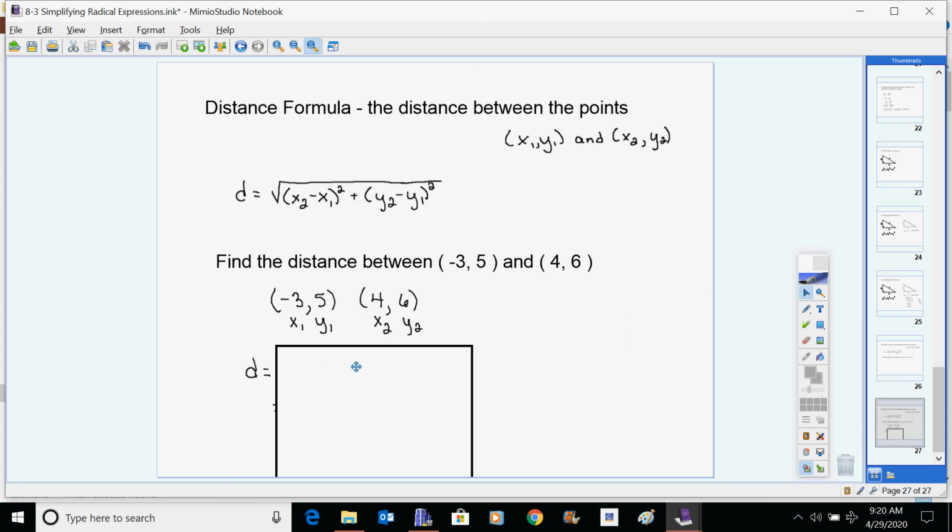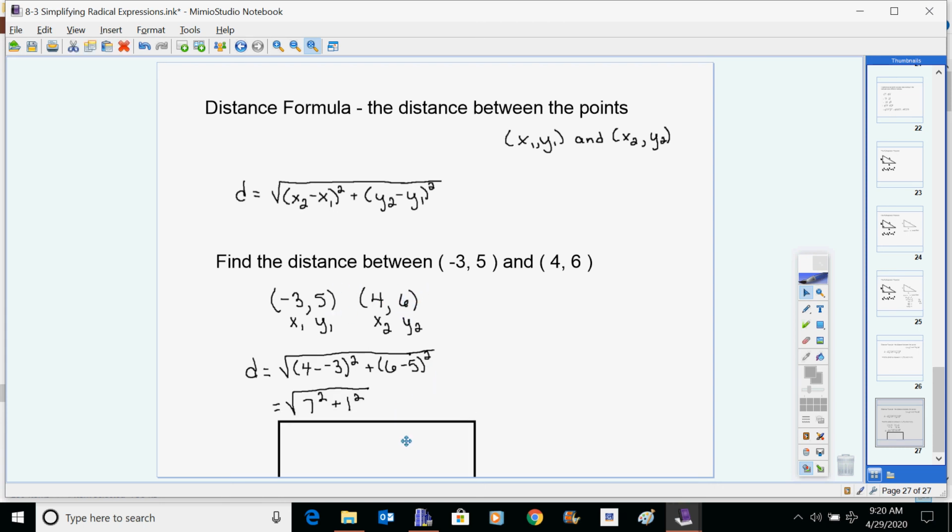All right, so x2 minus x1, minus negative, be careful with your minuses, y2 minus y1. So we have 7 squared and we have 1 squared. That gives you square root of 50, which if you prime factor 50, 5, 5, 2, you have a 5 that can come out and a 2 that can stay in.